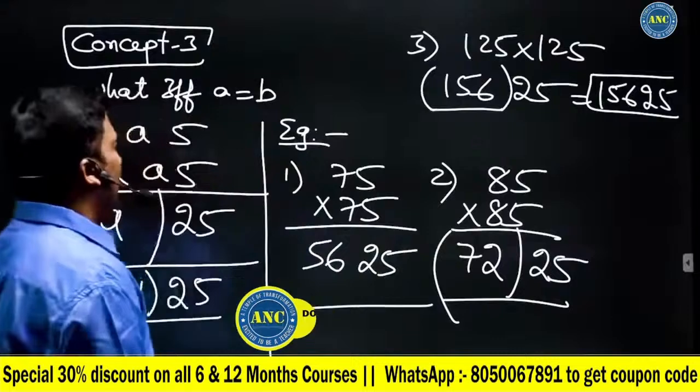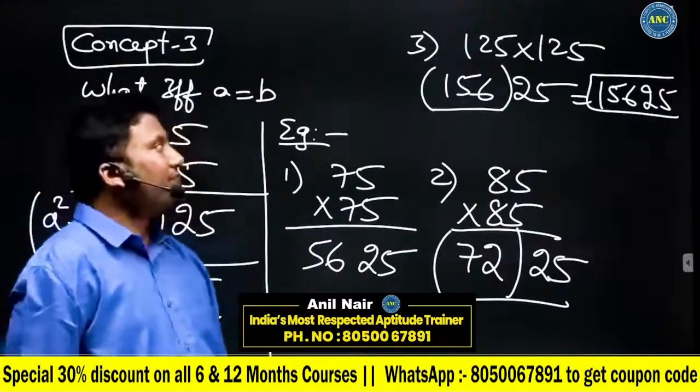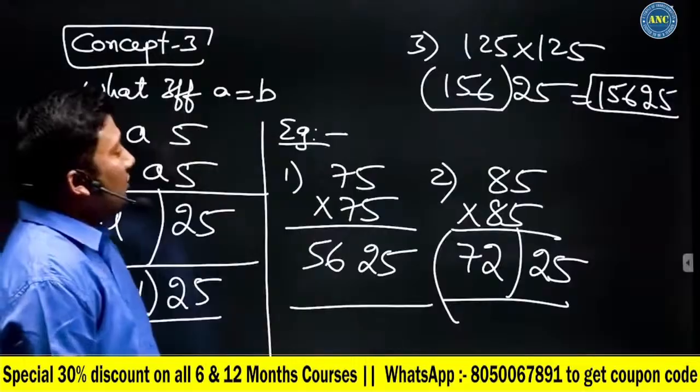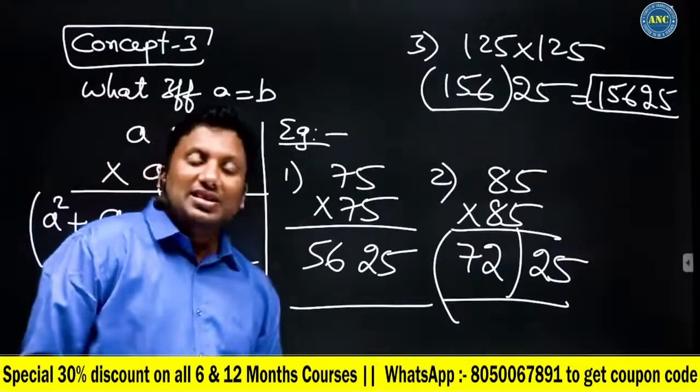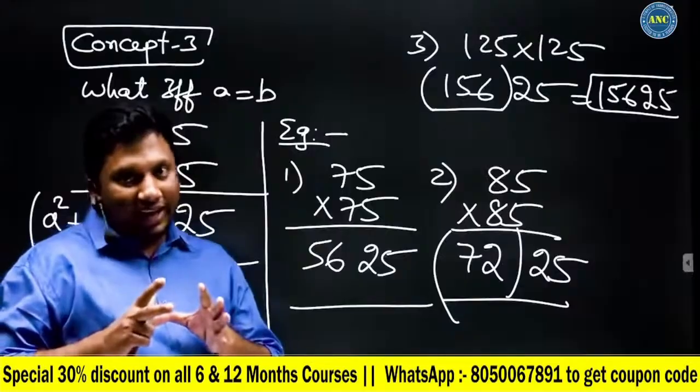Last 2 digits will be 25 or 75. Concept 3 will be: what if A is equivalent to B? I hope the idea is clear.